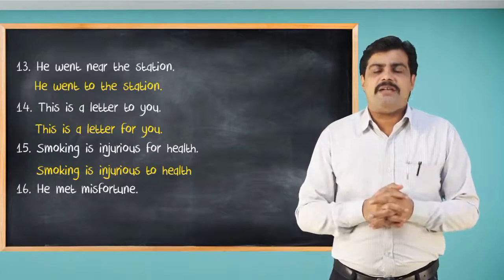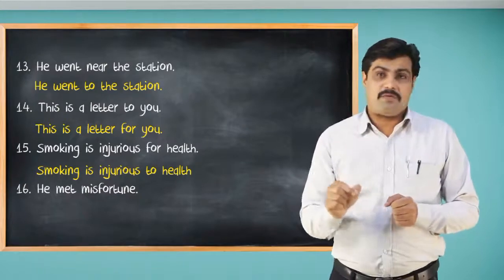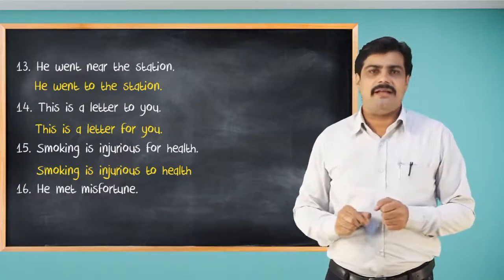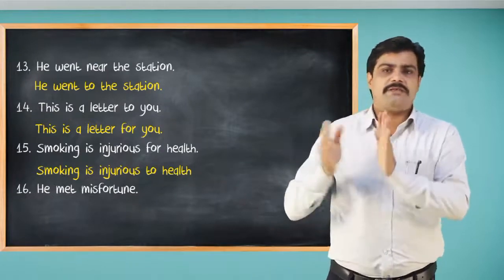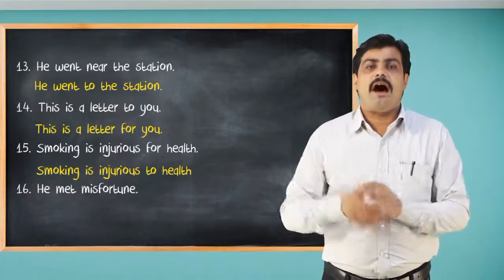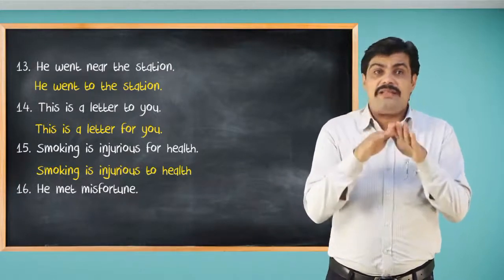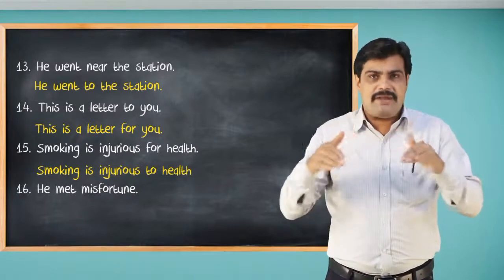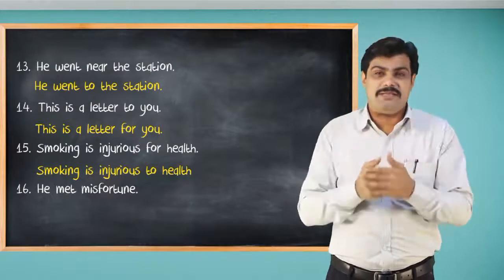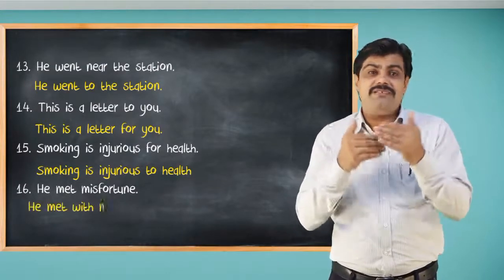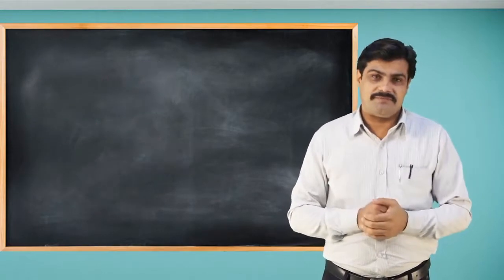Another sentence, he met misfortune. Here one important point you have to remember. One rule is important here, and that is meet normally means come face to face with somebody or something. Like I met a man. Okay? But meet with means to experience anything. Here we are talking about experience in this sentence. So use meet with and say he met with misfortune.